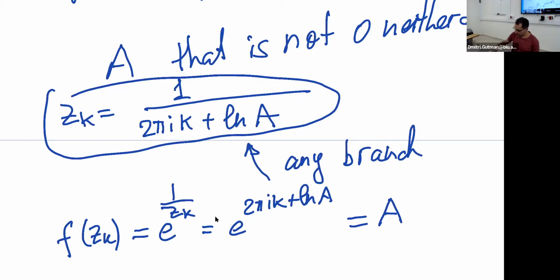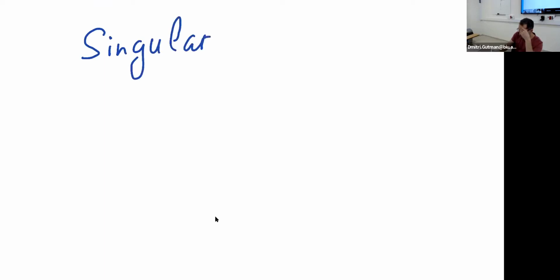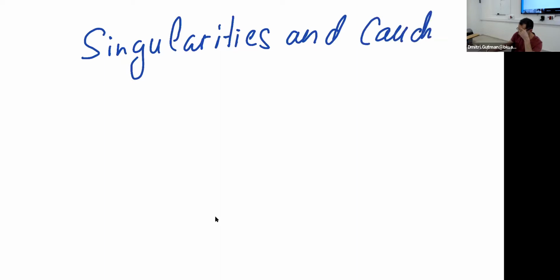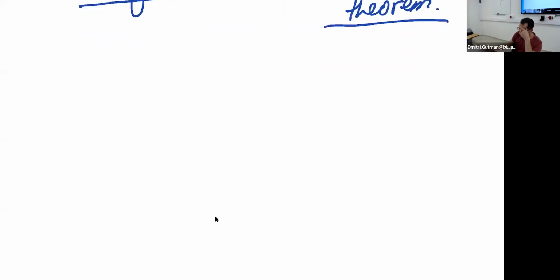Okay, so this was the main things about isolated singularities. Now let us discuss the connection between singularities and Cauchy theorem. What can we tell about the role of different singularities for Cauchy theorem?